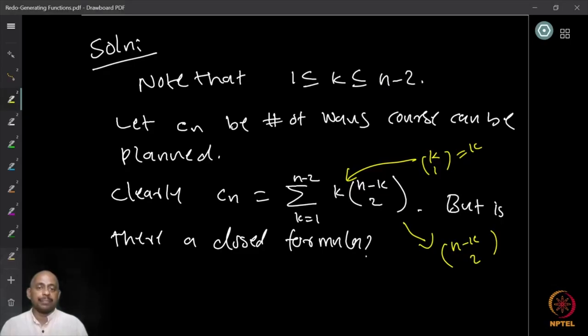So therefore, that is C_n. And the question is, is there a closed formula for this? So this is something we can see. Can we find a closed formula?